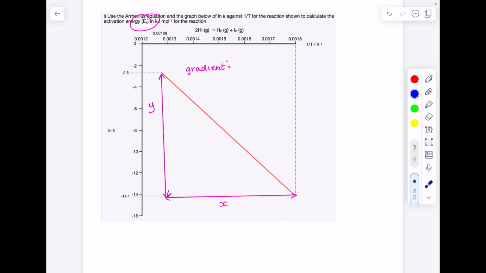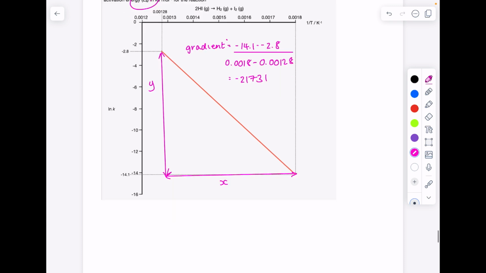Just read carefully down these scales and you can see our change in y is minus 14.1 minus 2.8 divided by our change in x, which is 0.0018 minus 0.00128 to give us a gradient of minus 21,731. Let's take the Arrhenius equation in the format of y equals mx plus c, which remember is the natural log of the rate constant.